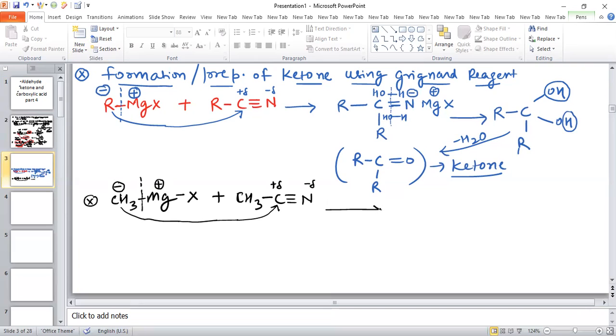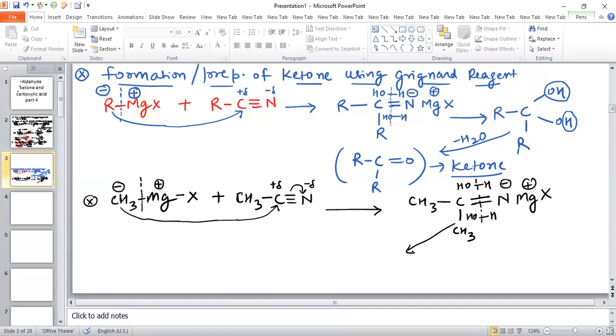So when this R minus attacks this carbon, it will form CH3C, CH3. This triple bond will get converted into a double bond, and this is C double bond N with a negative charge, and this is MgX, and this is MgX. Now hydrolysis will take place. So hydrolysis in the presence of water will take place. This is an OH group and this is H. Now again this is an OH group and this is H.